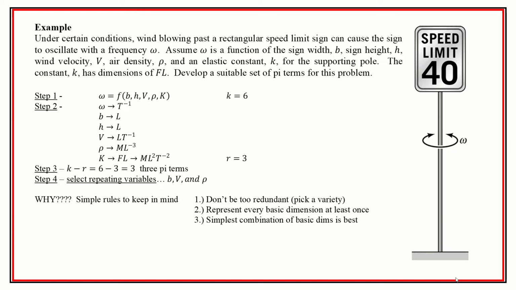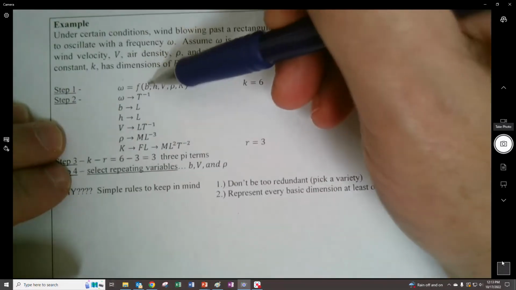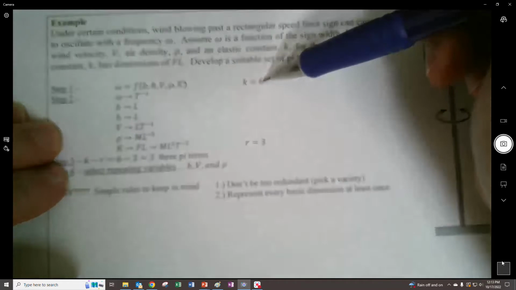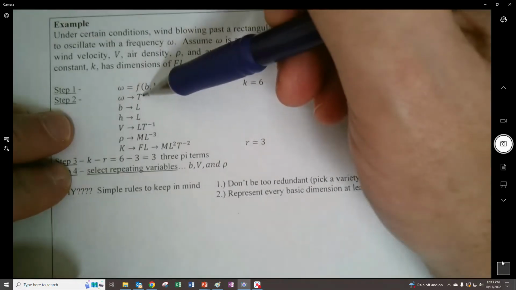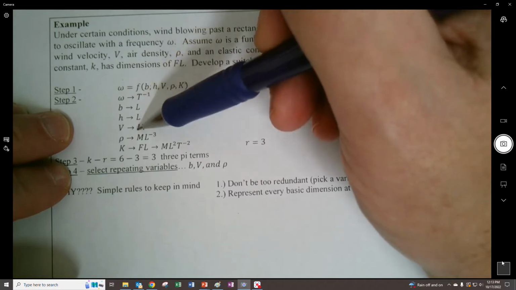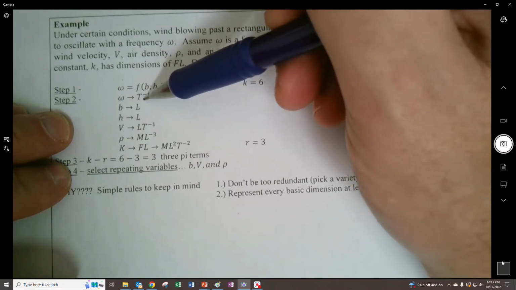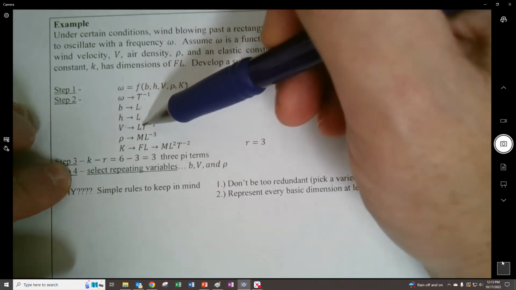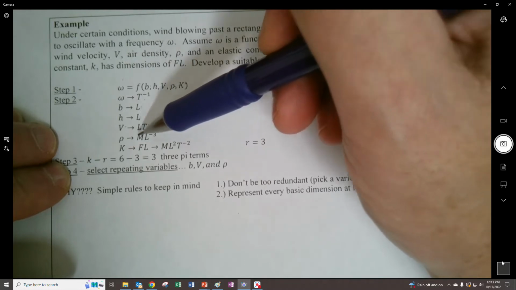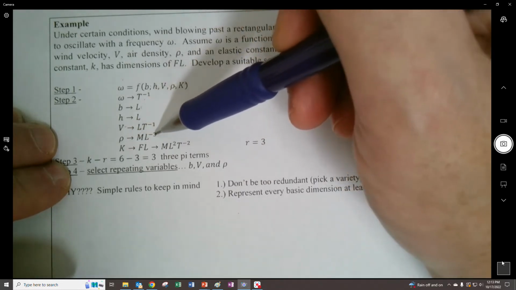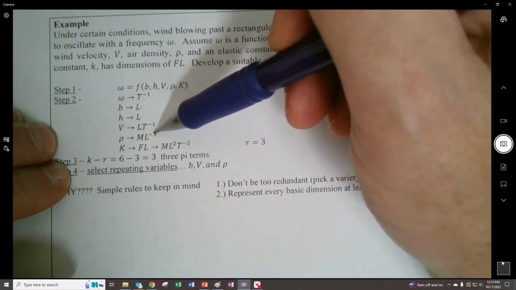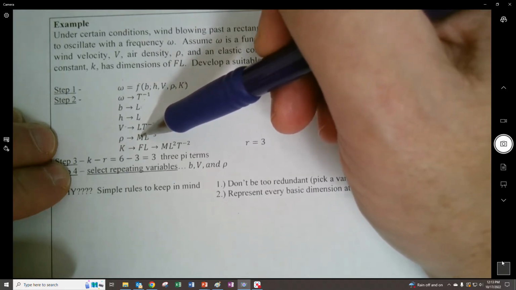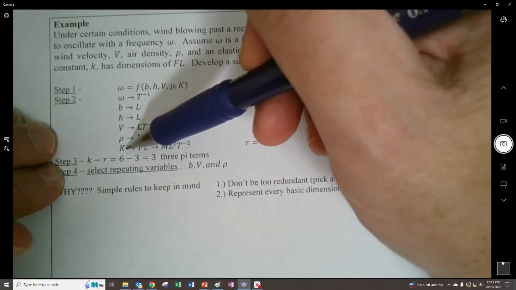All right, so I've already written out the steps that you would use for this. So we have 1, 2, 3, 4, 5, 6 variables, and we write out what the dimensions are here. Okay, so this is very similar to our first example. So base and height are both lengths. Velocity is L per time. The density is M per L cubed, so like whatever kilograms per cubic meter. Here the K is FL.